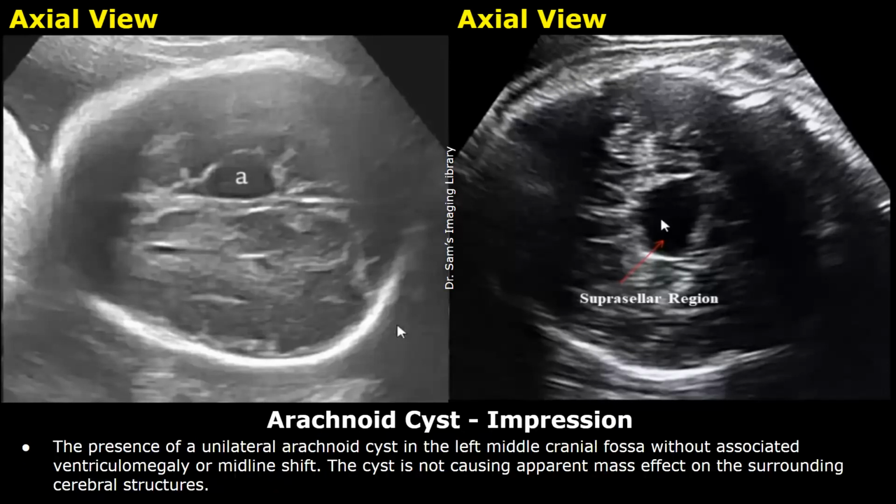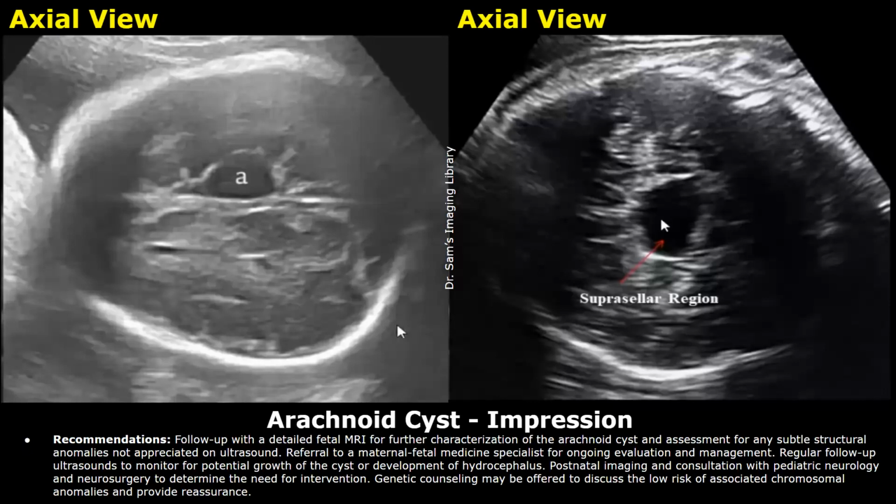Here is the impression. The presence of a unilateral arachnoid cyst in the left middle cranial fossa without associated ventriculomegaly or midline shift. The cyst is not causing apparent mass effect on the surrounding cerebral structures.